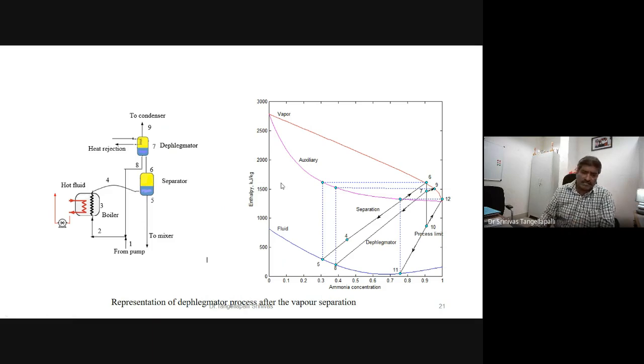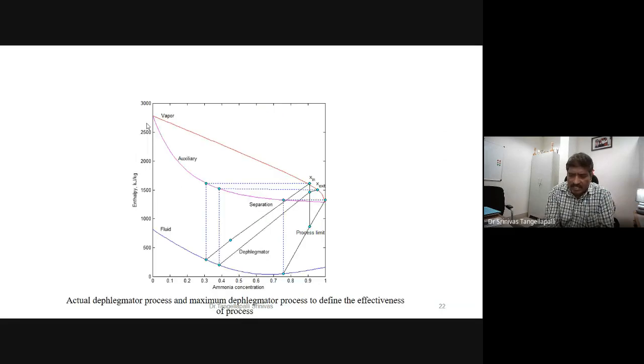Even though there is some benefit from increasing the concentration, that's why there may be some optimized conditions. We can analyze this depleting matter, and we may recommend some optimum distillation conditions to get better performance based on the objective function. The objective function may be maximizing the cooling effect, or maximizing the power, or maximizing the COP.